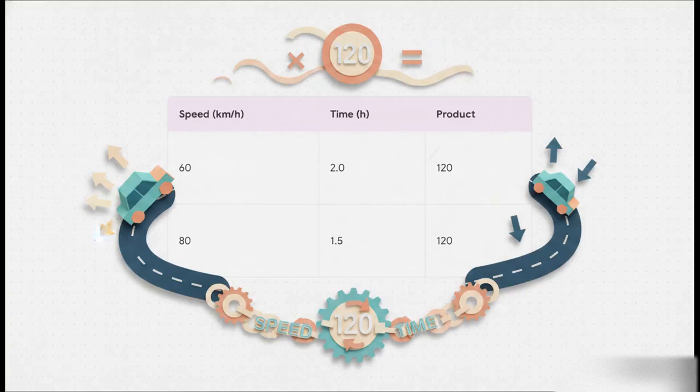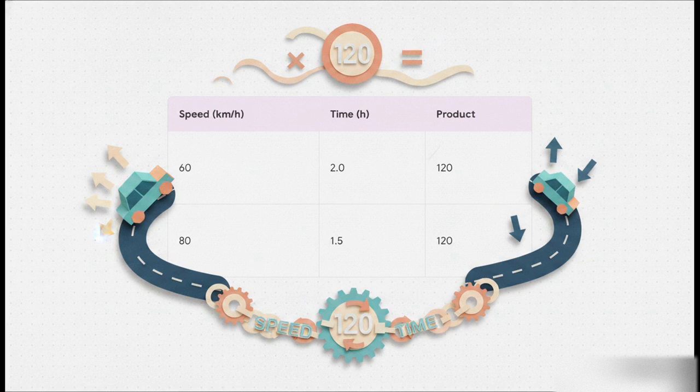Let's think about a car journey. This is a great example found in the NCERT materials. Say you're driving somewhere at 60 kilometers per hour and it takes you 2 hours. If you speed up to 80 kilometers per hour, your travel time drops to 1.5 hours, right? Speed goes up, time goes down. But watch what happens when we multiply them.